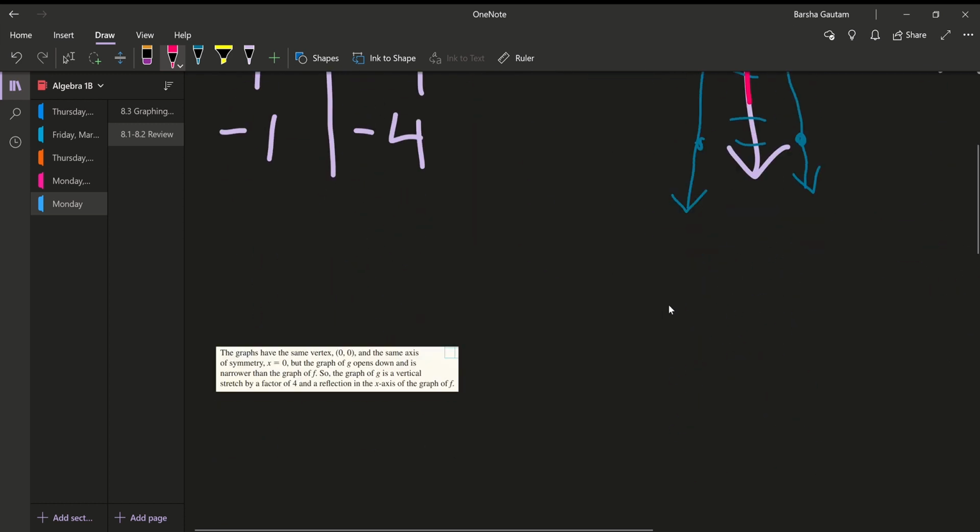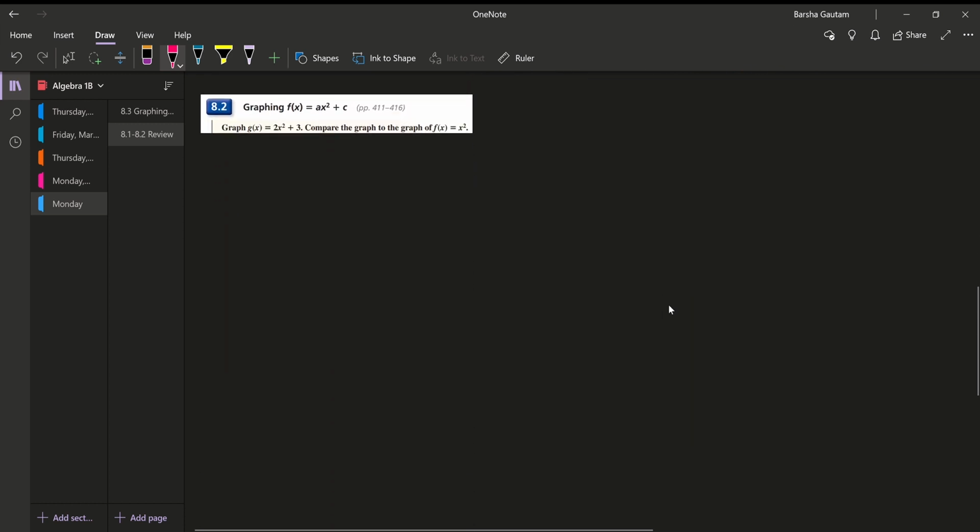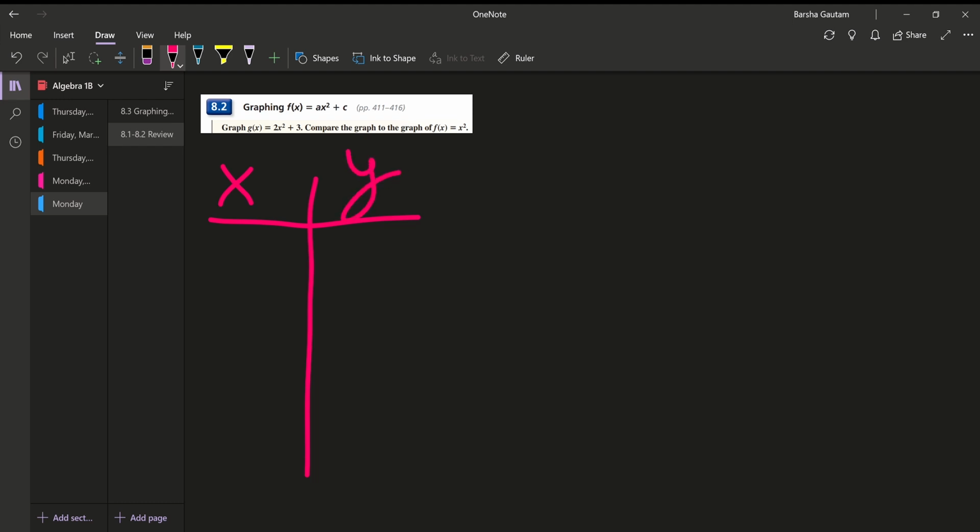Okay, let's try the next one. 8.2. Graph g of x is equal to 2x squared plus 3. So once again, start off by making a table, x on the left, y on the right again. And let's begin by plugging in a couple of points.